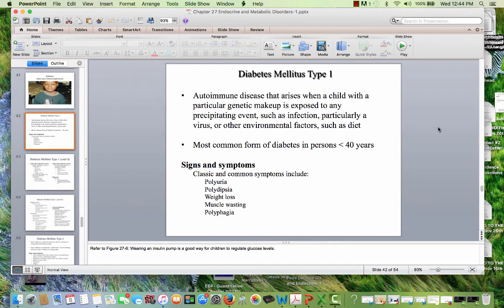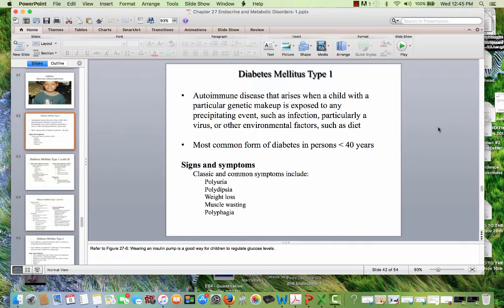Okay, so diabetes mellitus type 1 is an autoimmune disease that arises when the child is of a particular genetic makeup and they're exposed to a precipitating event. Often these are school-age children, usually between the ages of 6 to 12, and you'll hear the family say they had a cold a couple of weeks ago, an upper respiratory infection, some type of viral illness. It has also been known to be associated with other environmental factors and even certain foods.